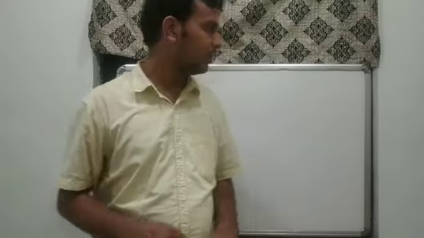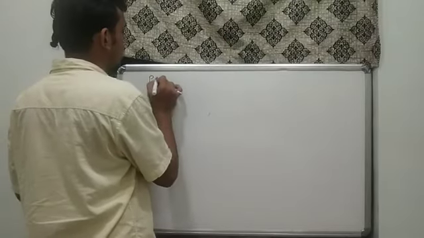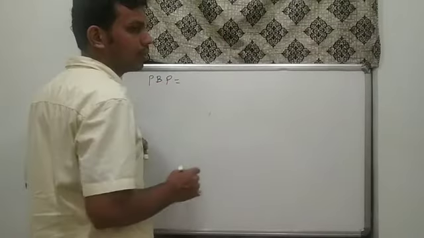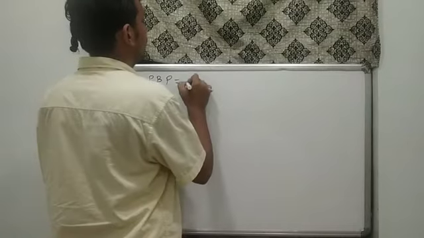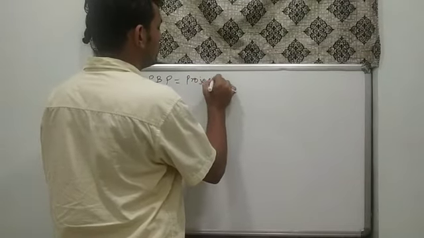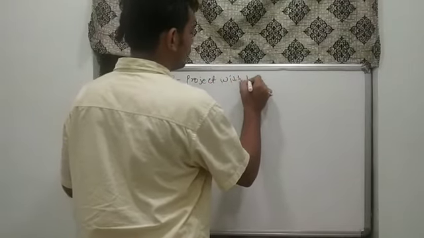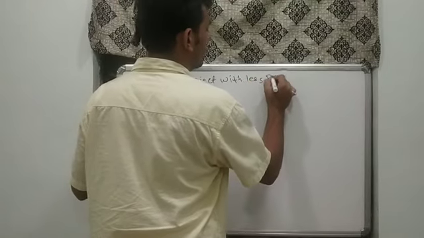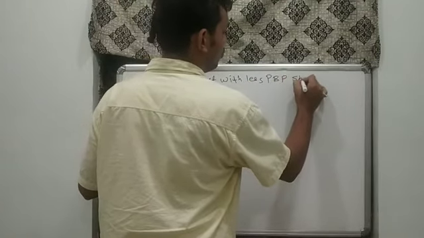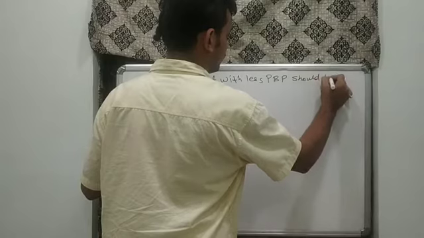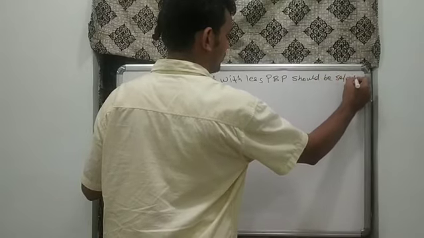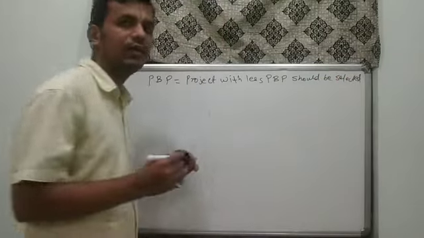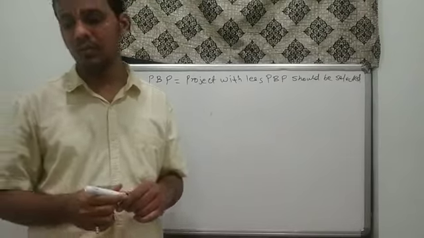In the earlier video, we have seen the first method of capital budgeting, that was payback period. We normally denote it by PBP. What we have said is that the project with less payback period should be selected. This is what we have seen in our previous video.